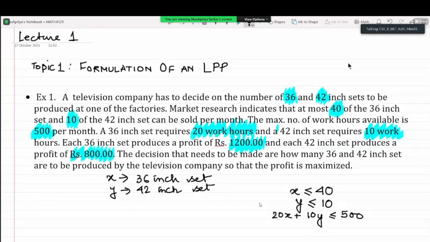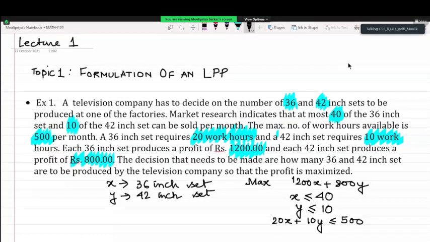1200x plus 800y, maximize. That implies that is what we are required to do. We can write: maximize the profit, which would be 1200x plus 800y. Are we okay with this? Yes, ma'am.